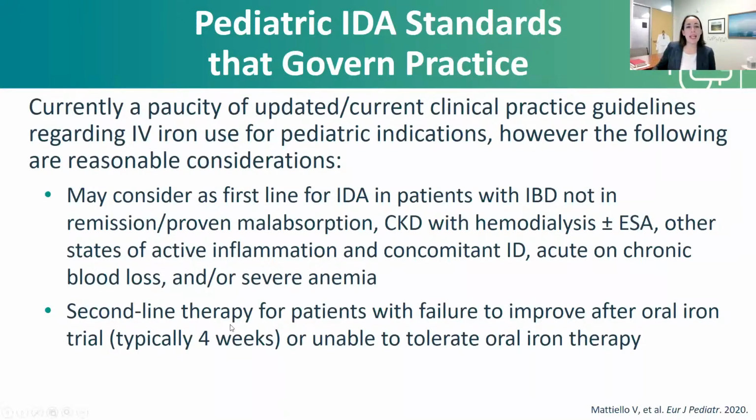And then it can be used as second line therapy for patients who fail to improve after oral iron therapy. Typically, you need to demonstrate a good trial of oral iron for at least 4 weeks. And then you could submit to the insurance for coverage, or if they're unable to tolerate oral iron therapy. And then you have to work with the individual providers as far as which formulations they will cover. Sometimes you have to do some extra justification and prior authorization for the newer IV iron products.